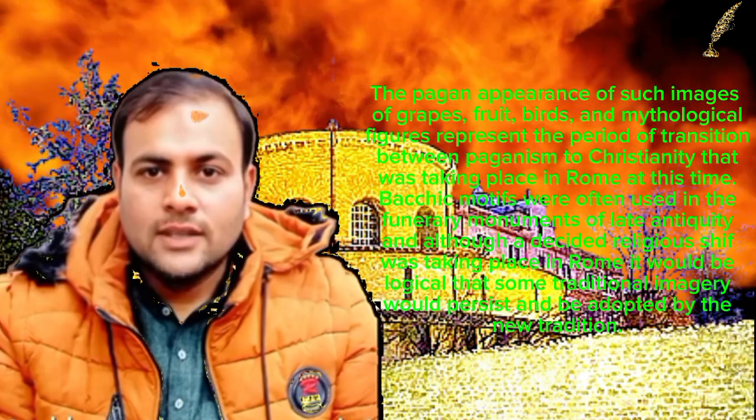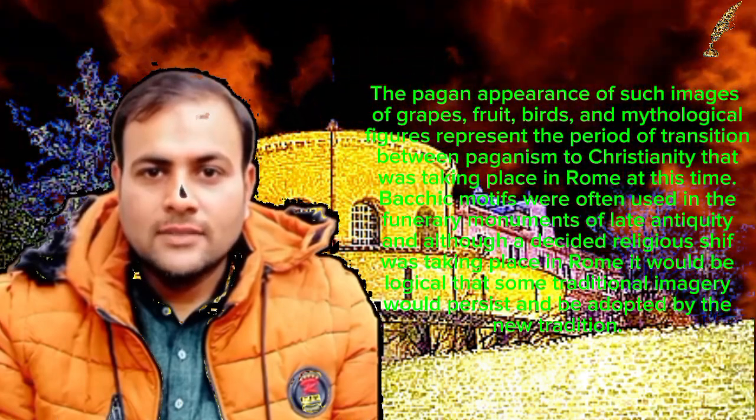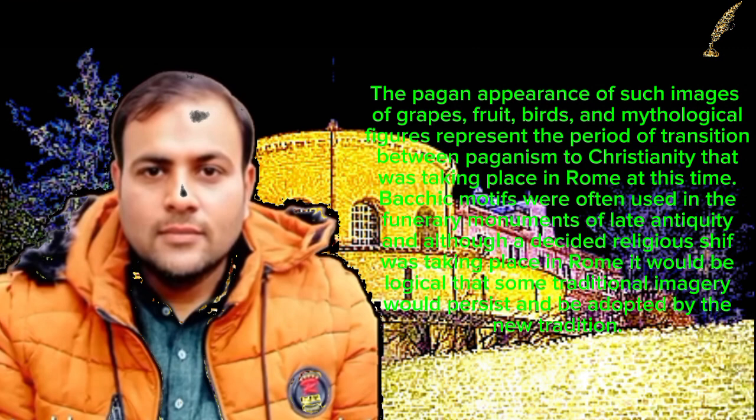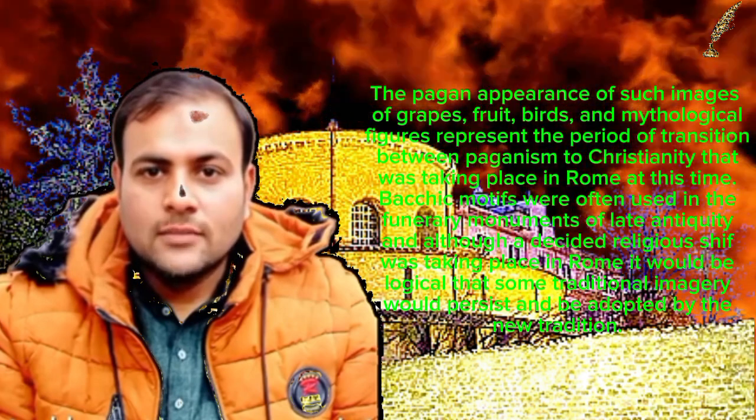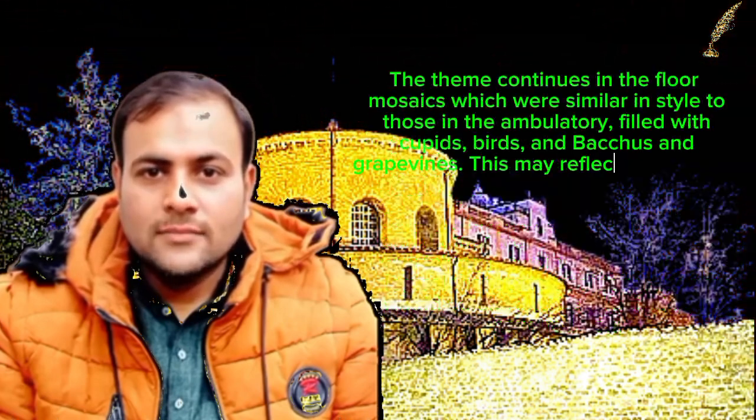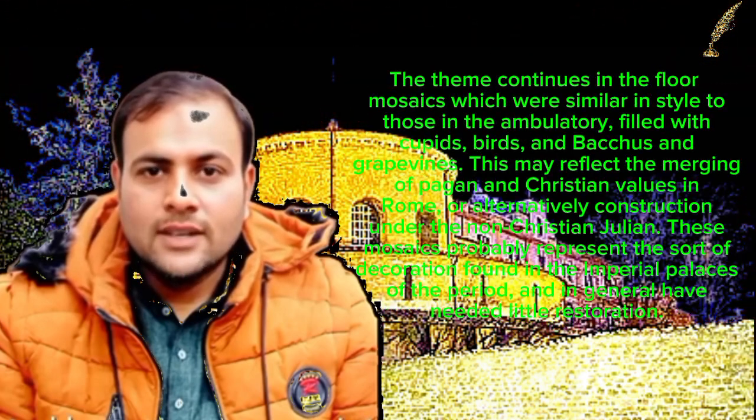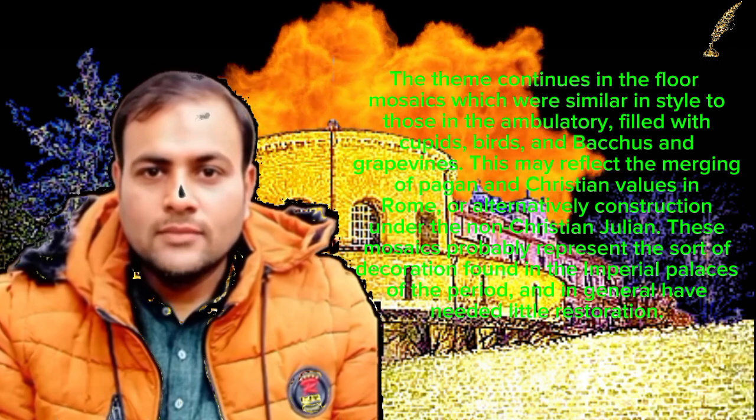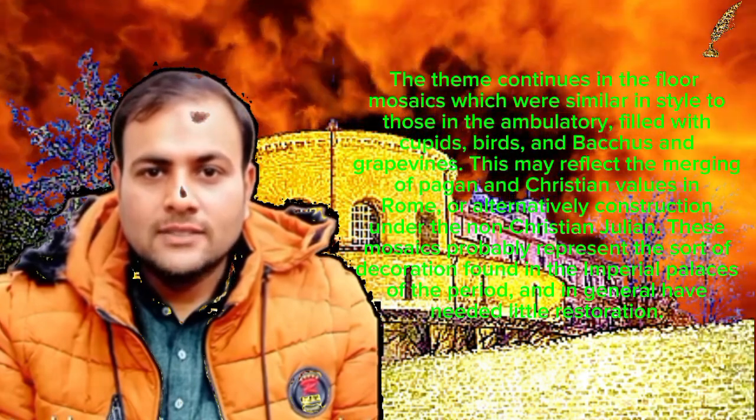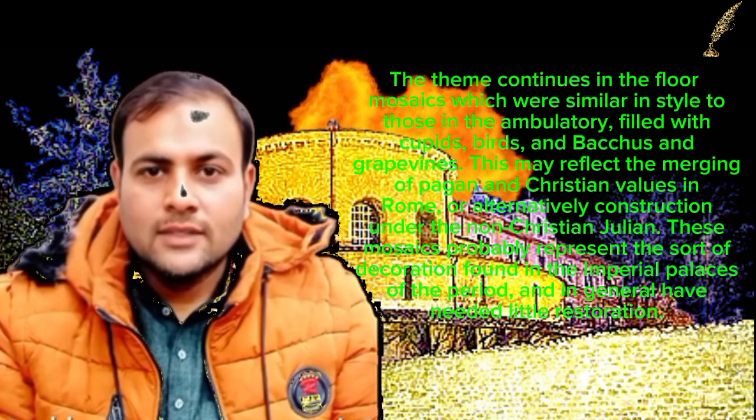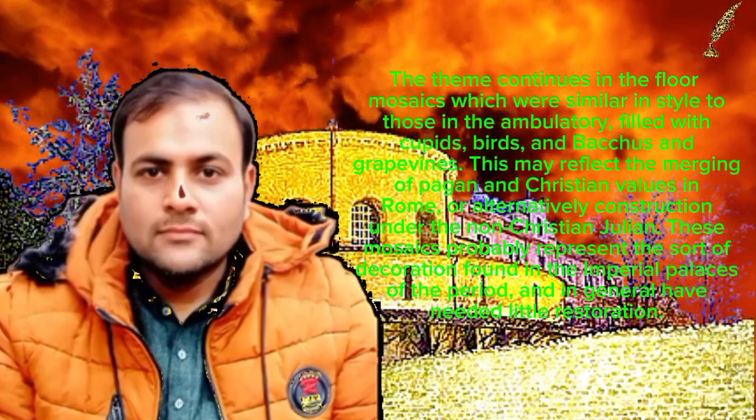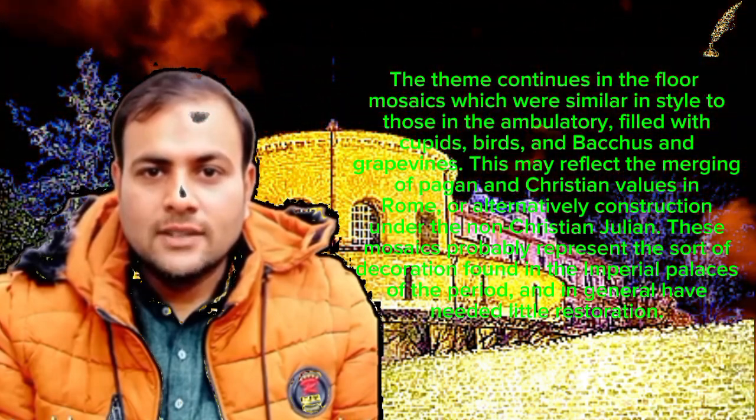Baksheesh motifs were often used in the funerary monuments of late antiquity, and although a decided religious shift was taking place in Rome, it would be logical that some traditional imagery would persist and be adopted by the new tradition. The theme continues in the floor mosaics, which were similar in style to those in the ambulatory, filled with cupids, birds, and Bacchus and grapevines. This may reflect the merging of pagan and Christian values in Rome, or alternatively construction under the non-Christian Julian.